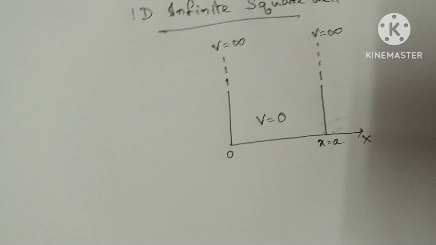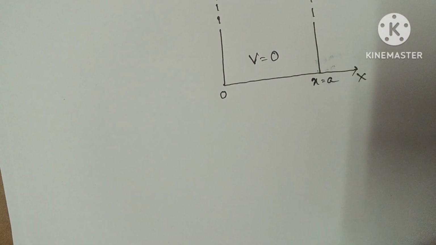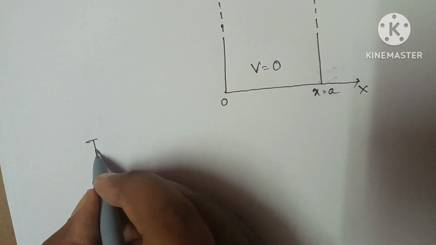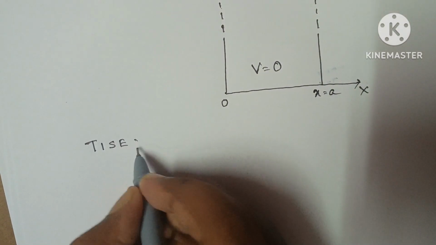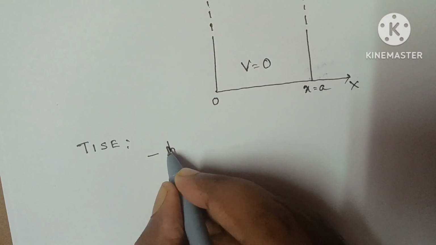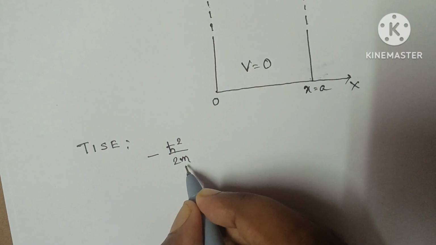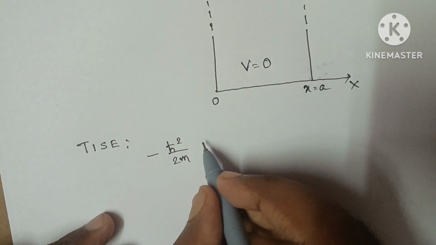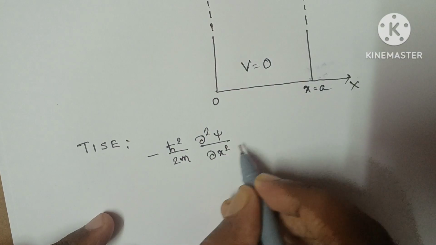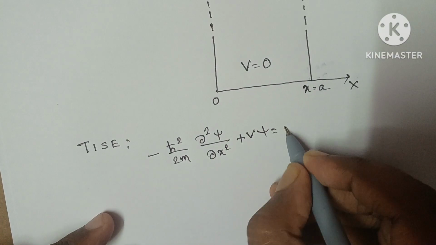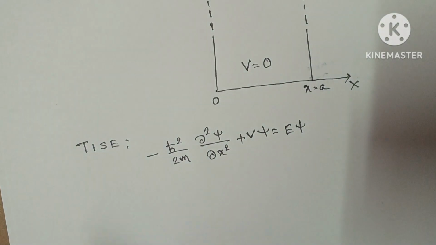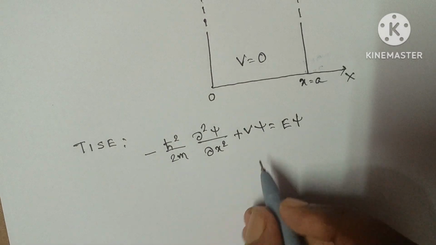Now we write the corresponding time independent Schrodinger equation. The time independent Schrodinger equation is given by minus h cut square by twice m, where m is the mass of the particle and h cut is the reduced Planck's constant, del 2 psi del x2 plus V psi equals E psi. E is the energy of the system. Now psi is a function of x, so del 2 psi del x2 is equal to d2 psi dx2.